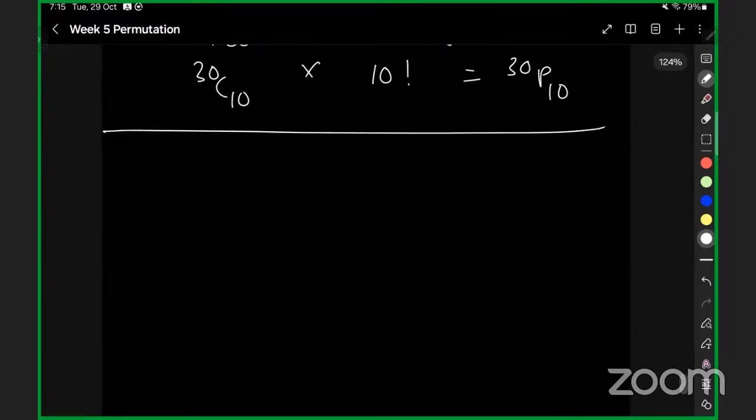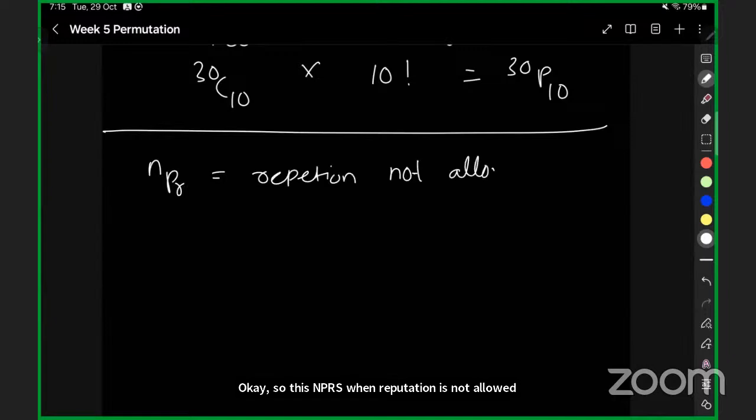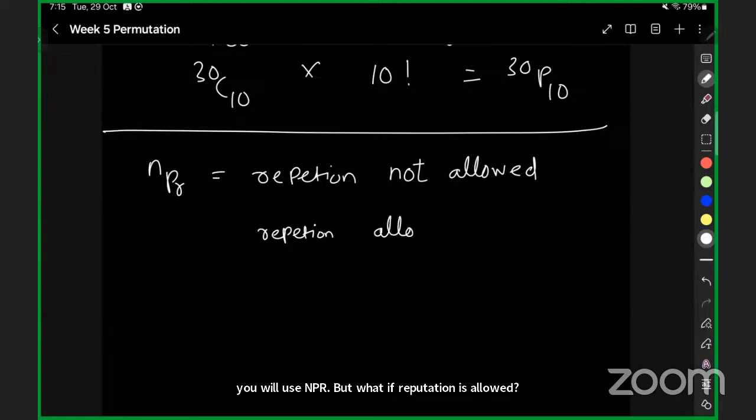Okay, so this nPr is when repetition is not allowed. Repetition not allowed, then you will use nPr. But what if repetition is allowed? Repetition allowed, so what will you do? The question is the same.